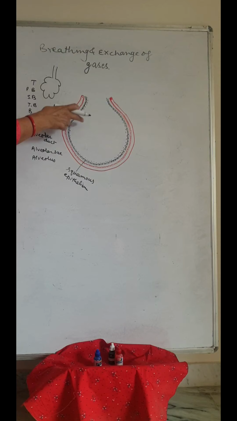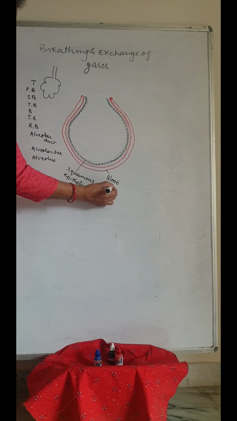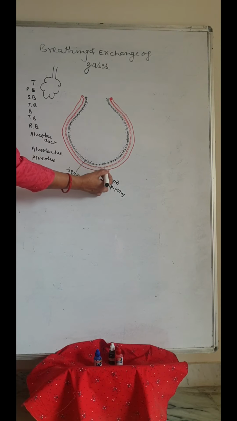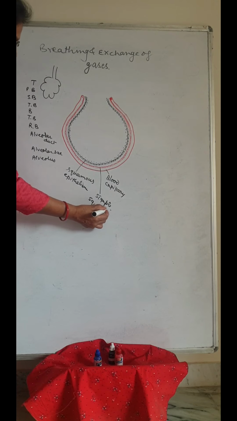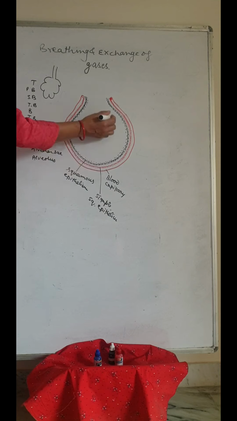and is also surrounded by blood vessels, richly supplied with blood in the alveoli. So this is the blood capillary that surrounds the alveoli. And the blood capillary is also made up of a single layer of simple squamous epithelial cells.